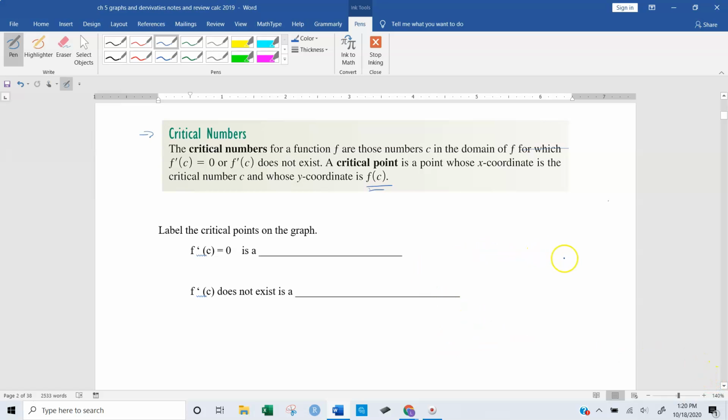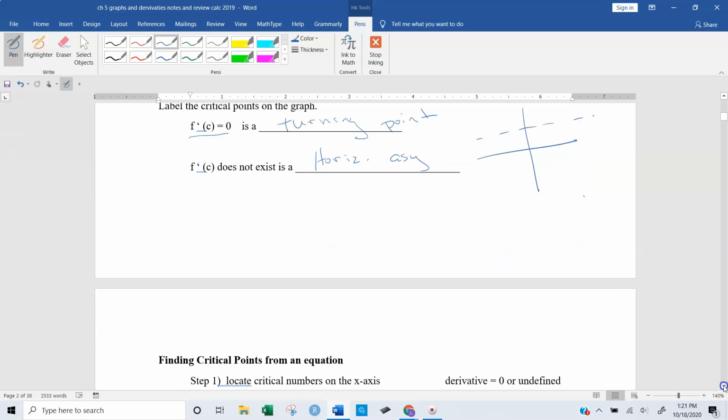Okay, label the critical points on the graph. If f'(c) equals 0, so if it actually equals 0, this is a turning point because it's either the top or the bottom of a wave. Okay, if f'(c) does not exist, then this is a horizontal asymptote. Remember, the ones that go like this? So if it doesn't exist, that's a horizontal asymptote. We don't get too many of those. We will get a couple.